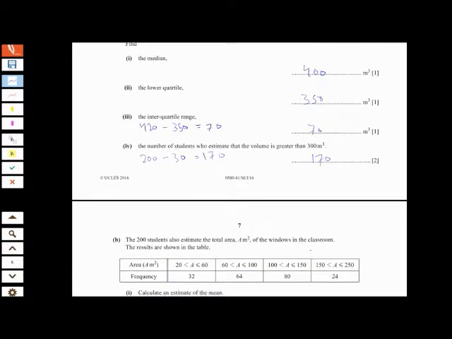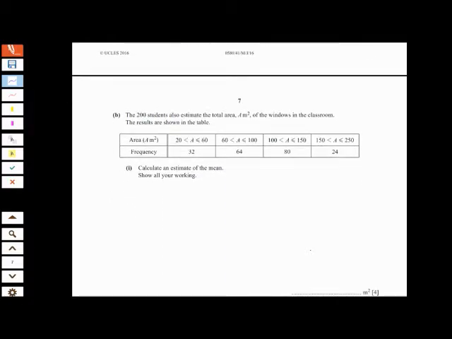Right now, the 200 students also estimate the total area of the window in the classroom. The results are shown in the table. Calculate the estimate of the mean. Show your working. So now let's find the average of the area for each one. 20 plus 60 divided by 2, and you'll get 40. 60 plus 100 divided by 2, you'll get 80. And 100 plus 150 divided by 2 is 125. 150 plus 250 divided by 2 is 200.